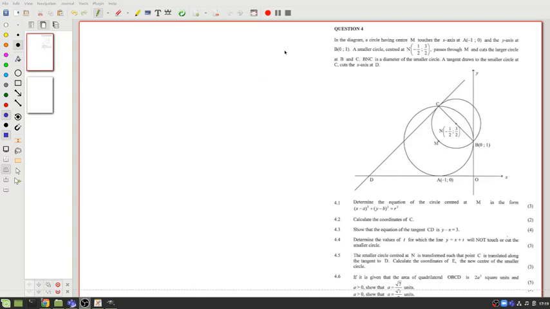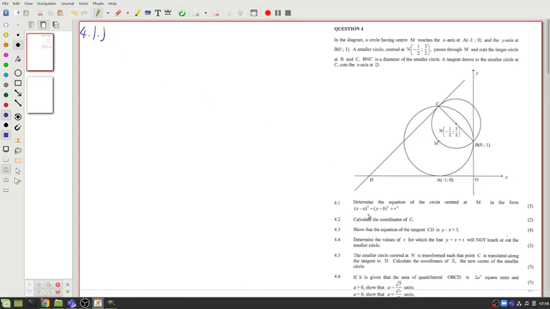Okay, question 4 on paper 2, some more analytical geometry with circles. They give us some information at the top which tells us what's in the picture. Important to notice that the y-axis and the x-axis are both tangents to the big circle. Okay, let's get into question 4.1.